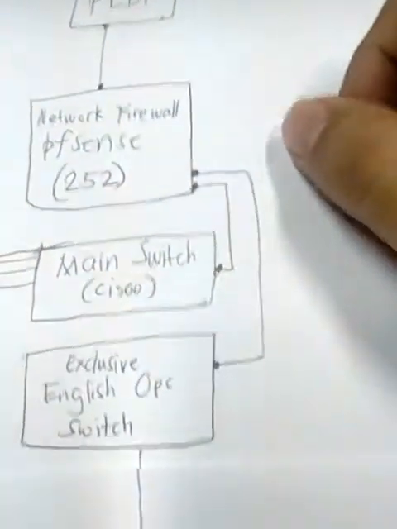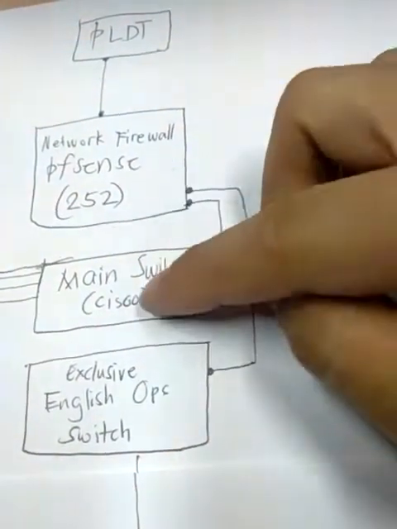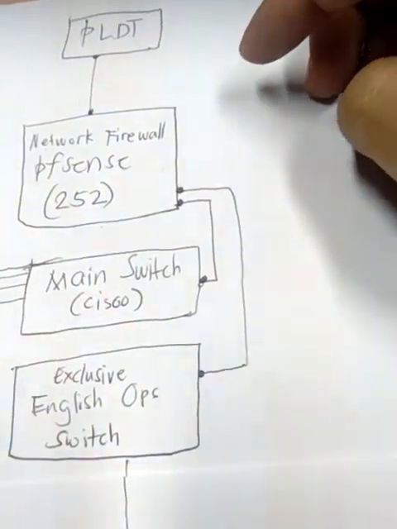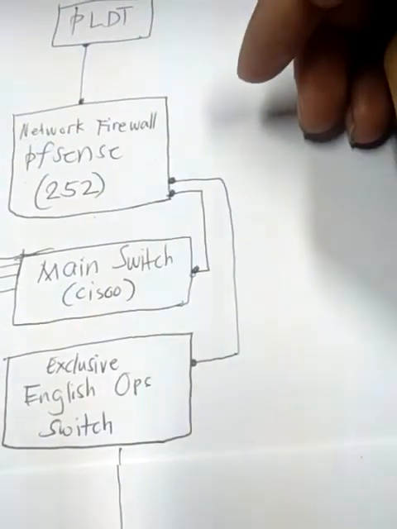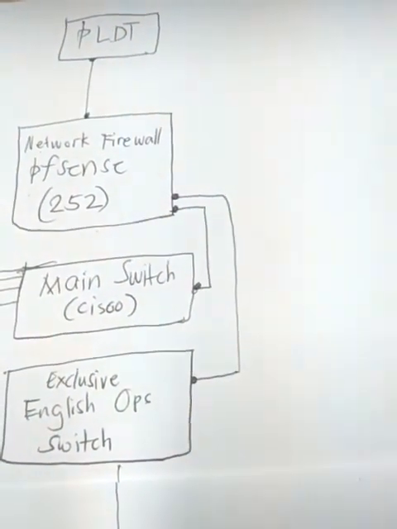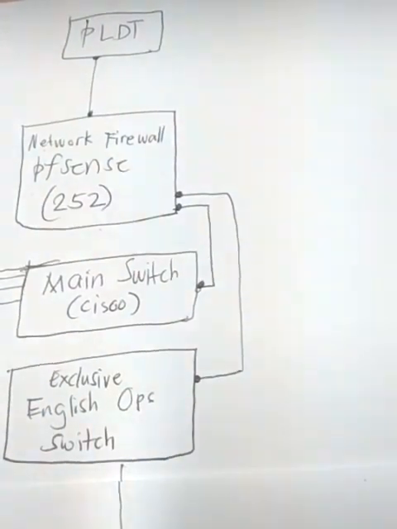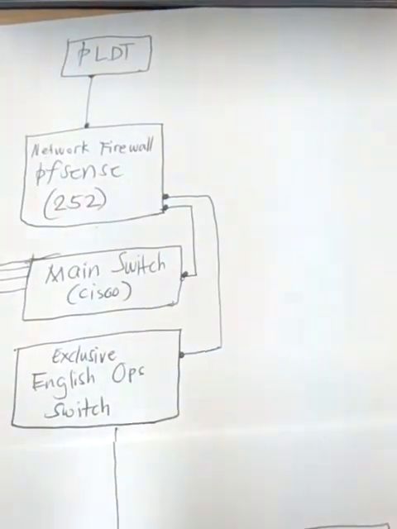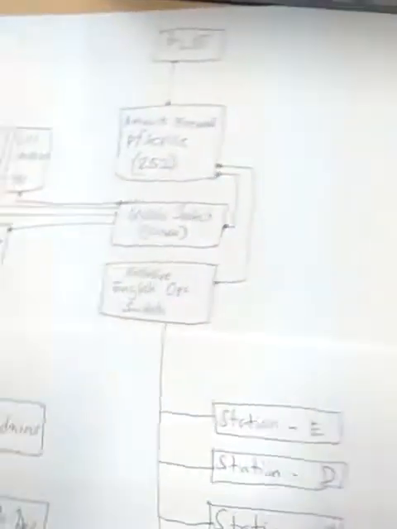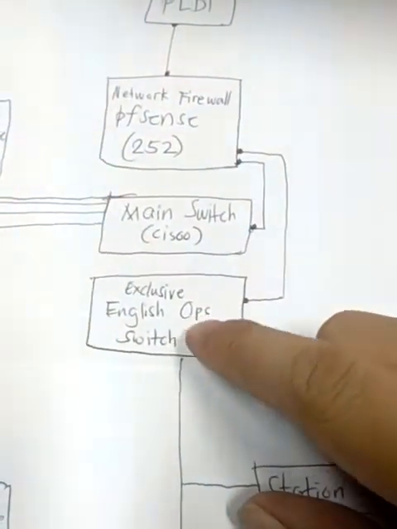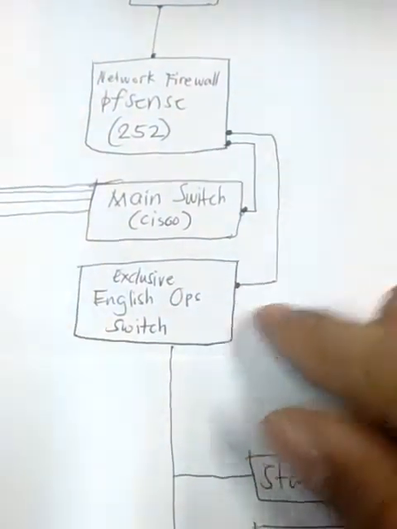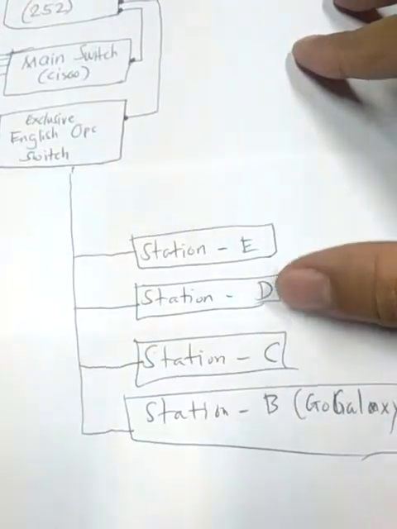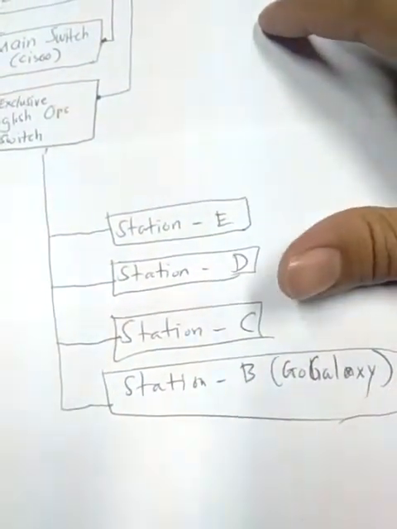Now after that, we have two switches, or two main switches. Actually, the first one, the main switch, the one that has 24 ports, happens to be our first main switch. But then we had a problem. We experienced a lot of network issues. So what we did is we isolated those other network areas, net stations, to an exclusive switch, which is the English operation switch, and those consist of station E, station D, station C, and station B, with the Go Galaxy stations.